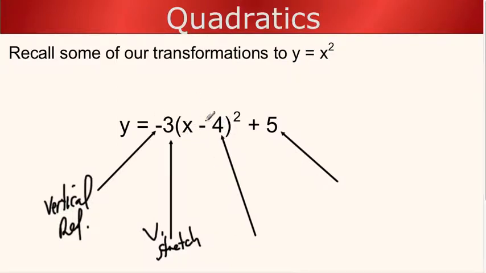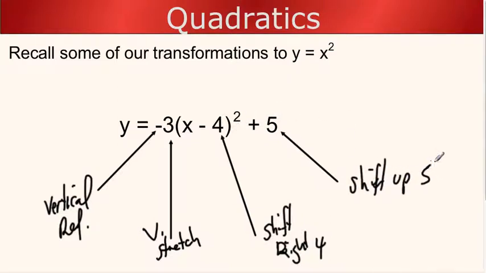The subtract 4 inside the bracket, right? Since it's inside the bracket, it's that opposite thinking. Now, since it's inside the bracket and it's subtracting, this is a shift, and it's a shift right by 4. And outside the bracket here, we're going to add 5. That means we're going to have a shift up by 5.